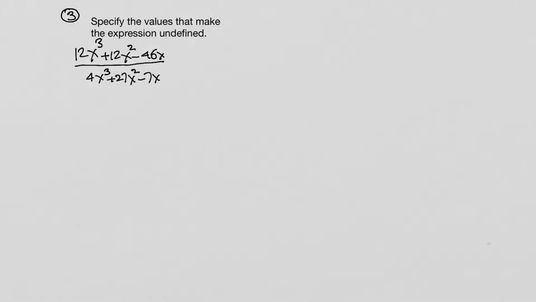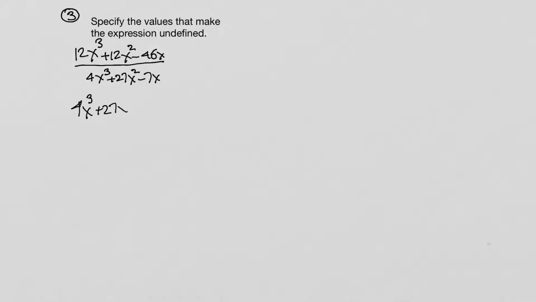What we want to do here is specify the values of x that are going to make this expression undefined. Now, this is a fraction. Fractions are undefined when the denominator is 0. So all we have to do is look at this denominator here and see if we can factor it and determine which values will make that factored form 0. So let's set this denominator equal to 0, see what we can find here.